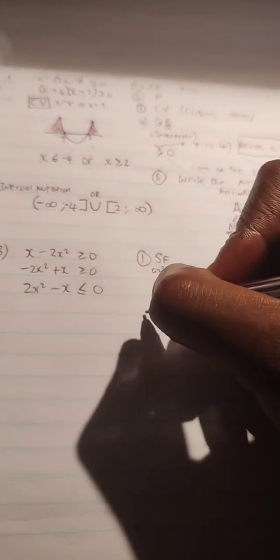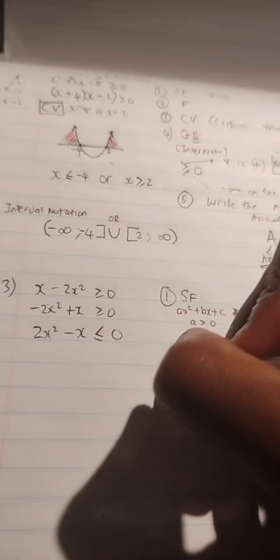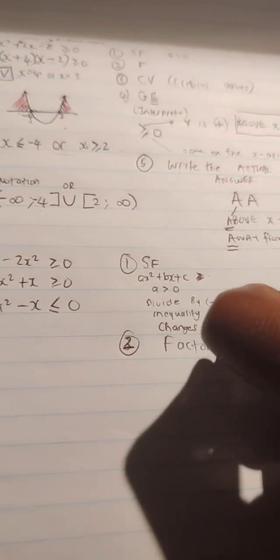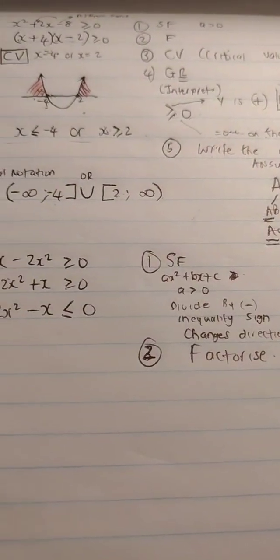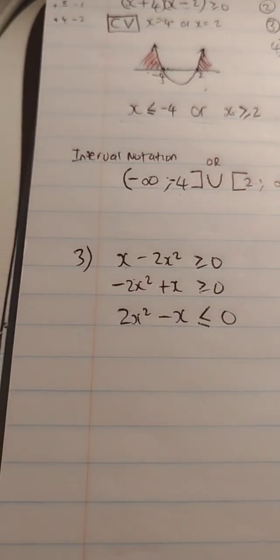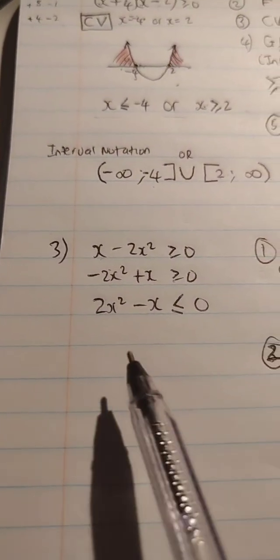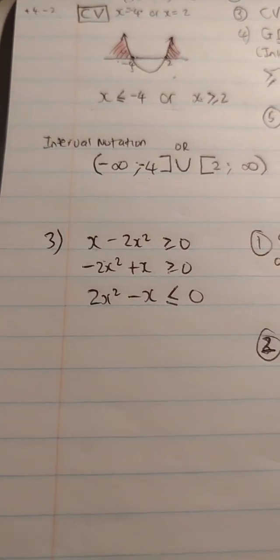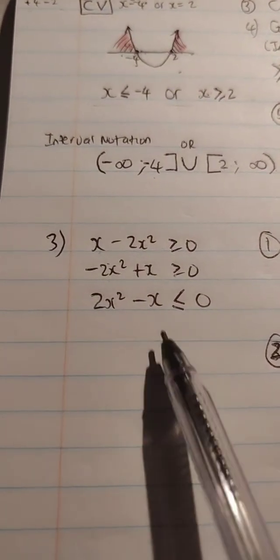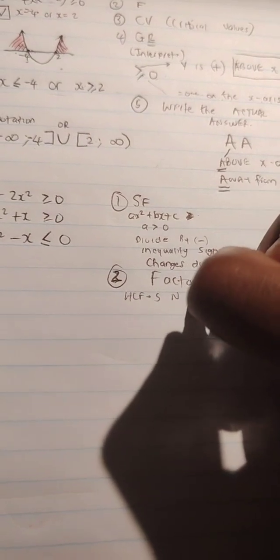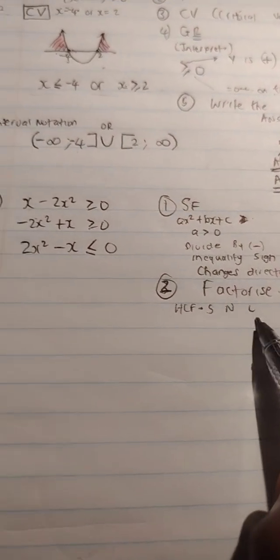Next step, after achieving standard form, step number 2 is I need to factorize. So if you look at 2x squared minus x, what can we do here? We can see that there's a common factor, so we take that out. Remember, the highest common factor must be identified according to the sign, the number, and the letter.